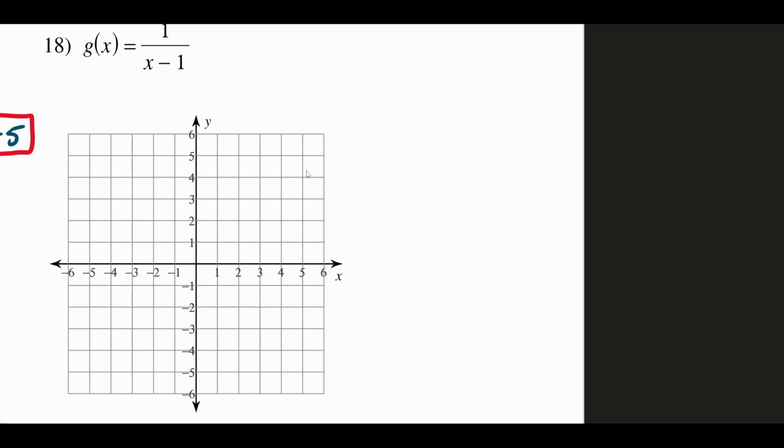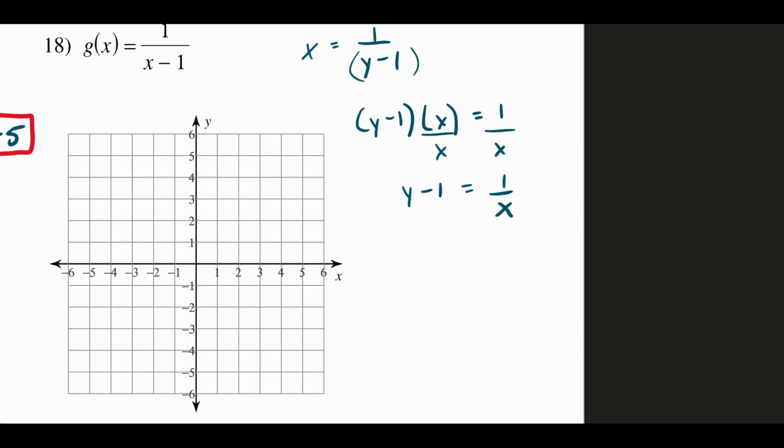Moving on to number 18, we have g of x equals 1 over x minus 1. Let's start by solving for that inverse function. So I'm going to have x equals 1 over y minus 1. Solving for y, I'll start by multiplying both sides by y minus 1. So I'll get that y minus 1 times x equals 1. Then I'll divide both sides by x to get that y minus 1 equals 1 over x. And then finally, last but not least, add 1 to both sides to get that the inverse function of g of x equals 1 over x plus 1.